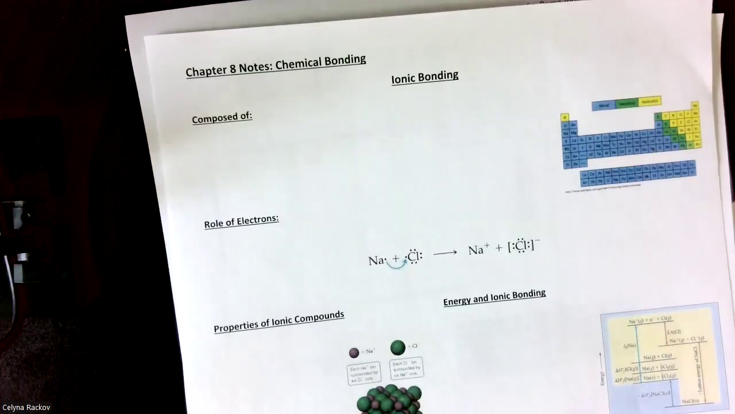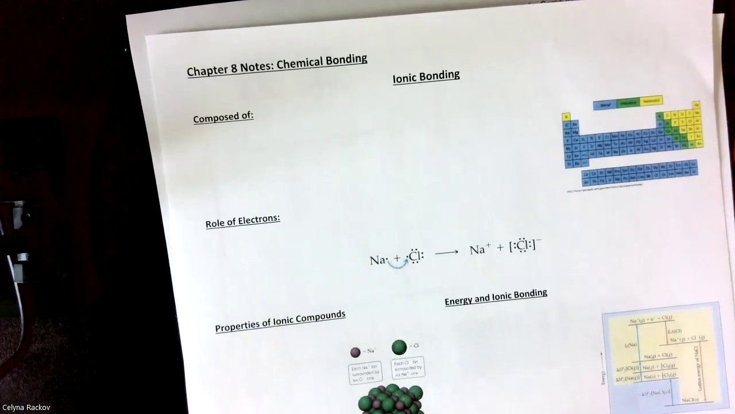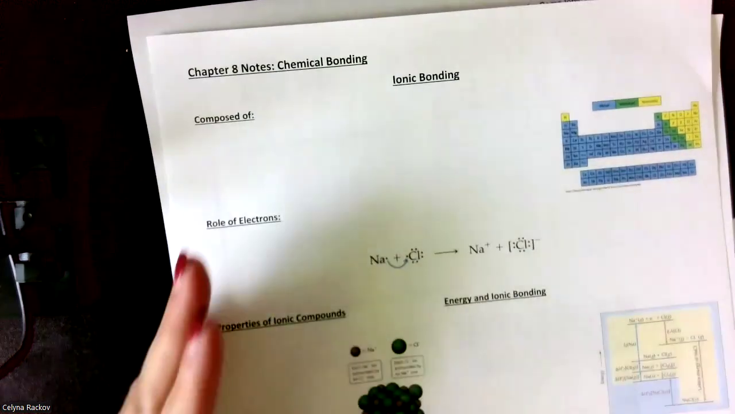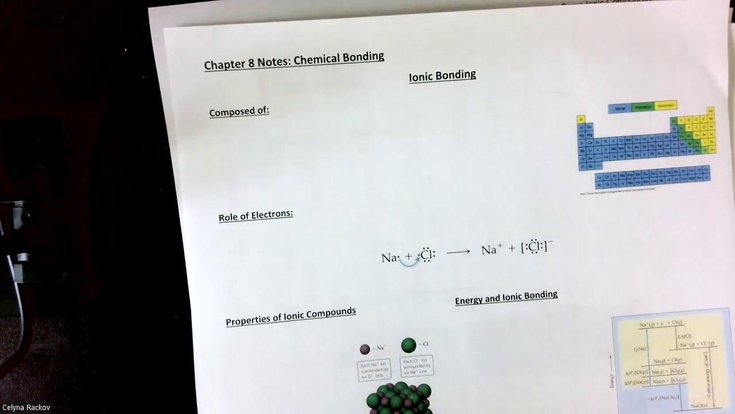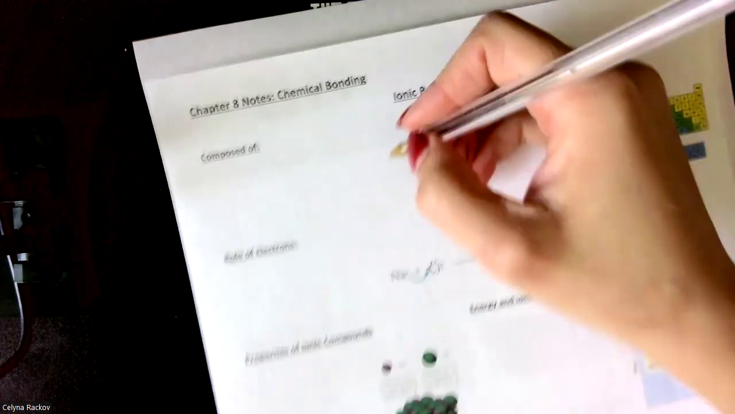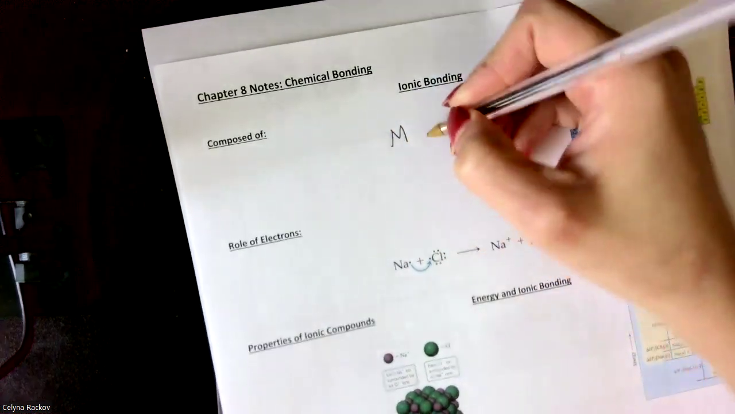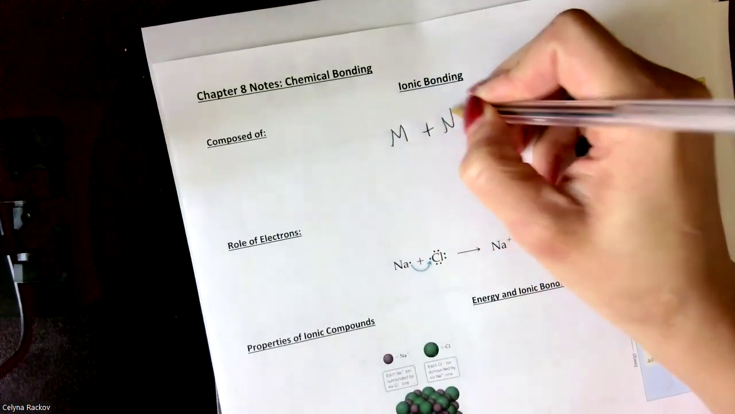Okay, so chapter 8, chemical bonding. We learn here how everything is connected. And the first one is about ionic bonding. Now, ionic bonding, usually you have a metal and a nonmetal.